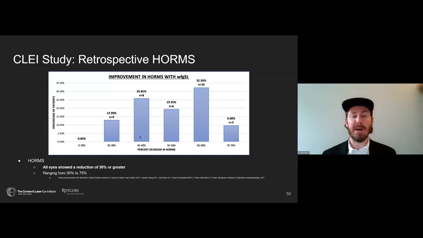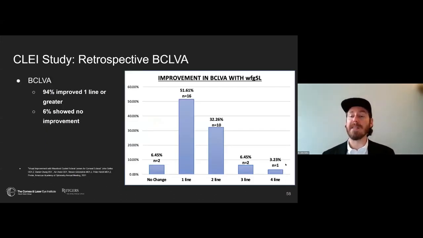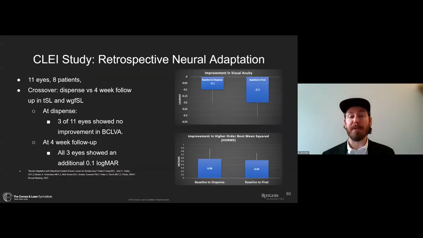But what we also saw was that every single one of these patients had an improvement in their higher order aberrations. And virtually all of them said that they preferred the higher order aberration correcting lens. And you can see that there was a variety of individuals who had huge, massive 70 to 80% reductions in aberrations. The other thing that I want to point out is that some individuals had 3 or 4 lines of visual acuity improvement.